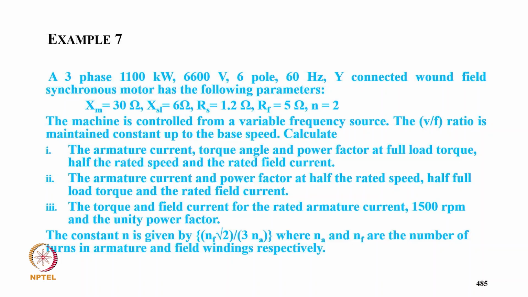Coming to example 7, a 3-phase 1100 kilowatt 6600 volt 6 pole 60 hertz star connected synchronous motor has the following parameters: XM equal to 30, XL equal to 6 ohm, RS equal to 1.2 ohm, RF equal to 5 ohm, and N equal to 2. The machine is controlled from a variable frequency source.